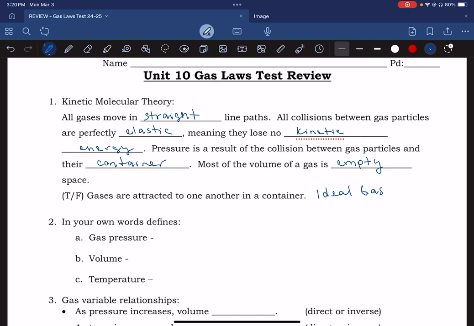So it says gases are attracted to one another in a container. Is that true or false? Well, because one of the conditions of an ideal gas is that they aren't attracted to each other, we know that that has to be false. Okay, because the gas particles are not attracted in an ideal gas.